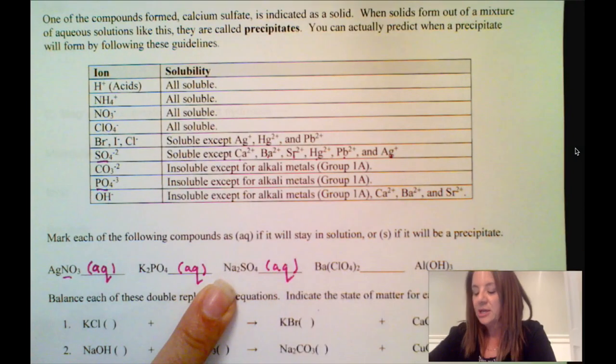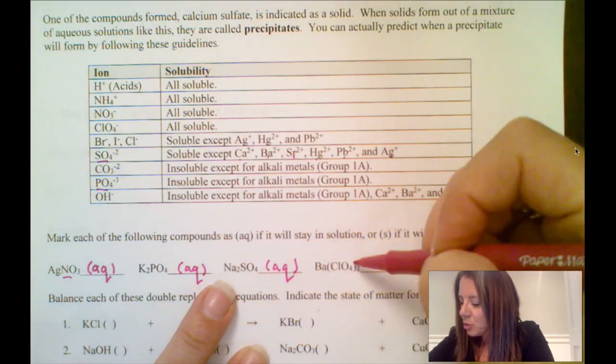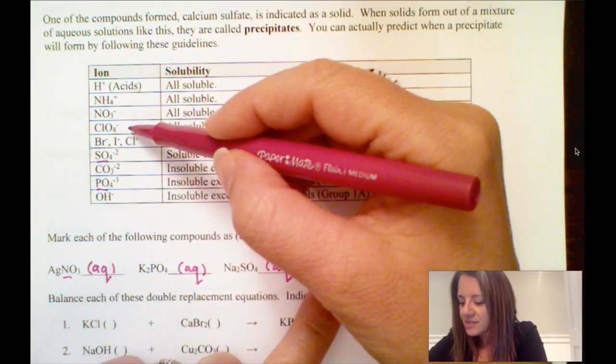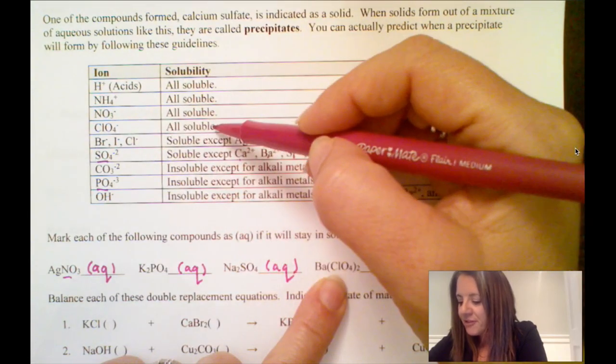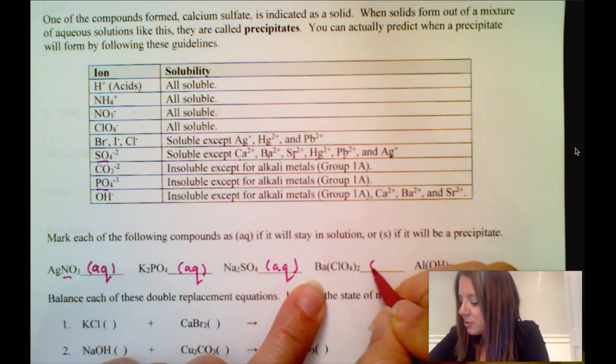So we write AQ. Let's take a look at barium perchlorate. So that's what this is, ClO4. There's the ion there. Everything that hooks up with that ion is soluble. So we write down AQ.